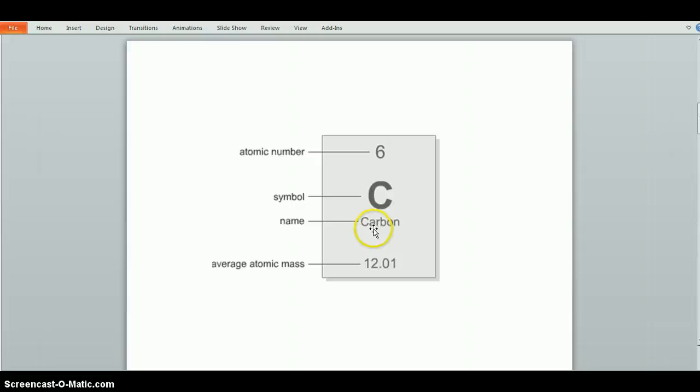And then our average atomic mass, which we know down here is the number of protons plus the number of neutrons in that atom. And this can change depending on if it's a regular carbon or nitrogen or oxygen, or if it's an isotope of that element.